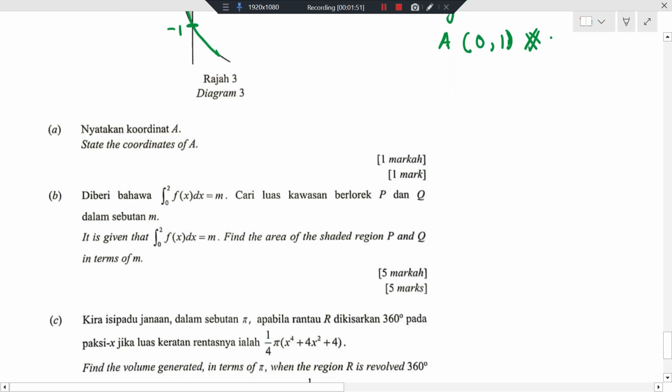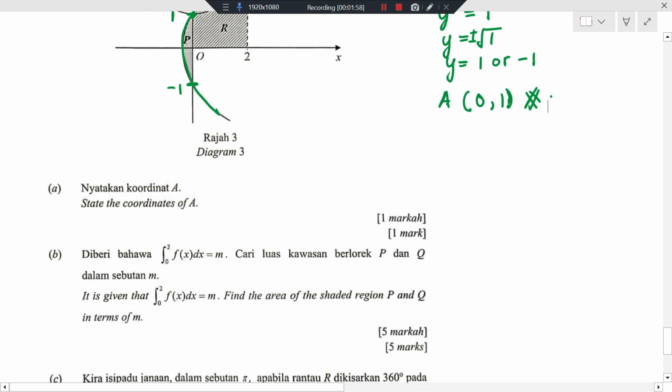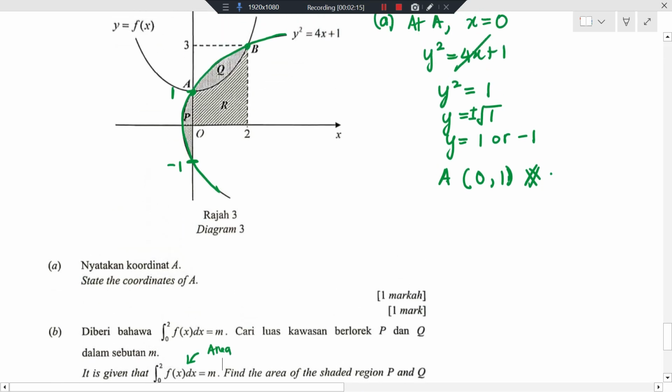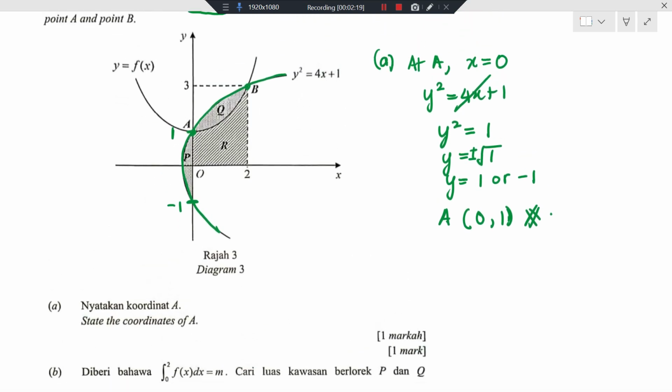Okay, now part B. It is given that the integral of f(x) dx from 0 to 2 equals m. Find the area of the shaded region. Okay, what does it mean? When I integrate f(x) dx from 0 to 2, it is m. What does it mean? This is area. Area below the curve of f(x) from 0 until 2. 0 until 2 means where?